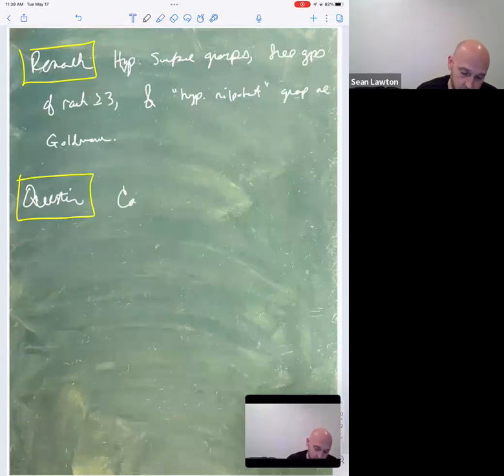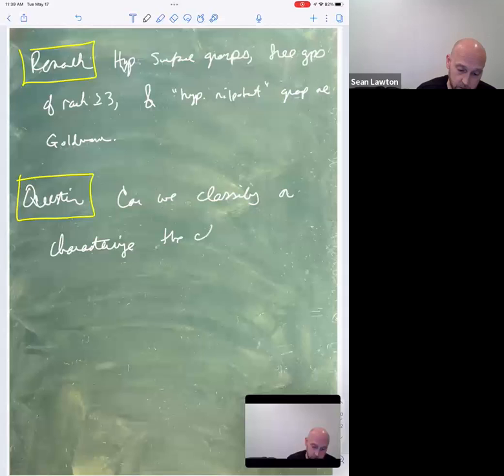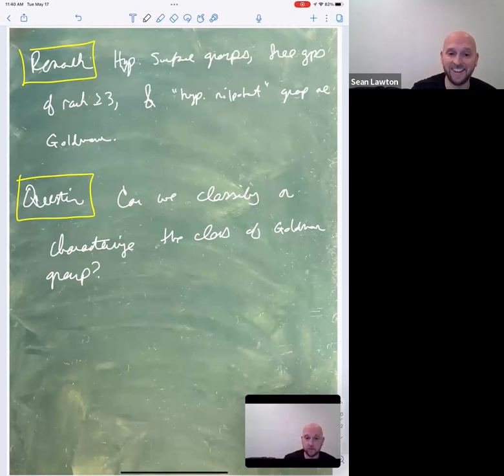Okay, so the question is, can we classify or characterize the class of Goldman groups? Or even just, what are some other examples? I mean, what about non-solvable groups, or I don't know, polycyclic, or who knows? There are lots of classes of groups that are ripe for study here, and this is the beginning of a story, not the end.